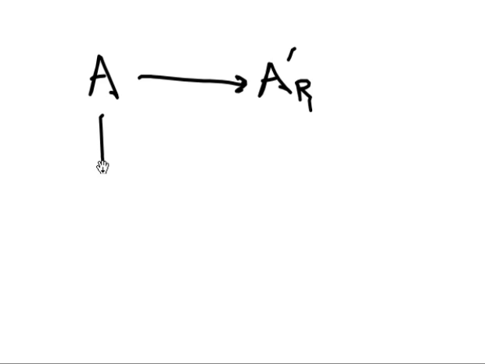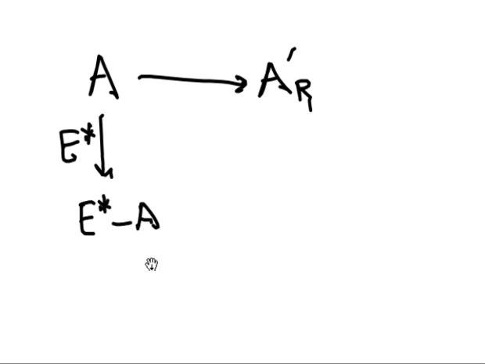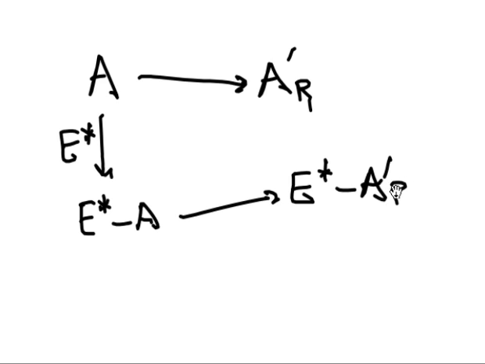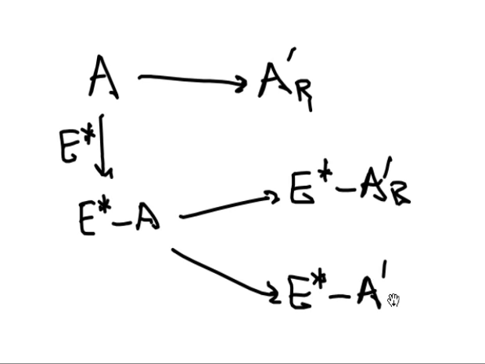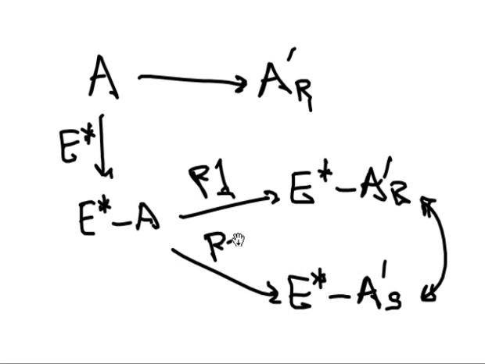So what we would need to do first is complex A to an enzyme that's chiral, let's call it E star. Upon doing that, now the two possible products that could form, let's call them E star A prime R and E star A prime S, are now diastereomeric to one another. And this is very important because now the energies of, let's say, P1 for pathway 1 and P2 for pathway 2 are different. As a result, one pathway is selectively chosen over the other.